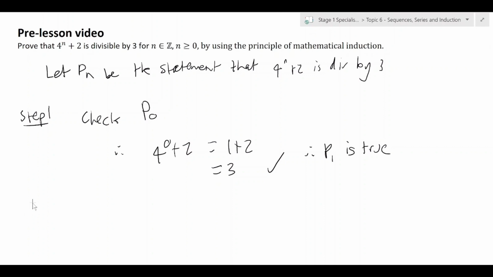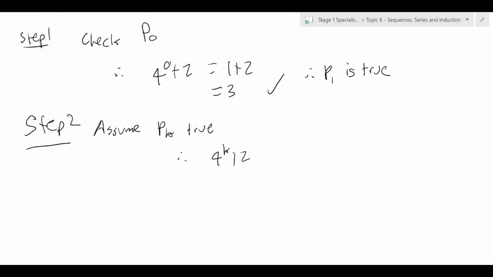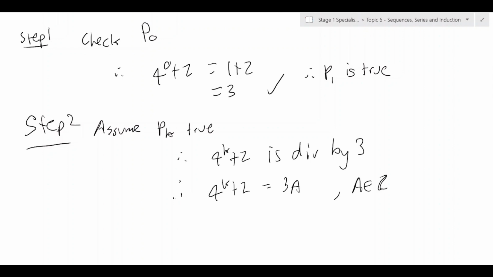Step 2. Assume Pk is true. Therefore, 4 to the k plus 2 is divisible by 3. And what does it mean for something to be divisible by 3? It means it's a multiple of 3. So I'm going to write 4 to the k plus 2 is 3 times some number a. Now, a has to be a whole number, so it's in Z. And we're going to label this as star because we'll use it later.